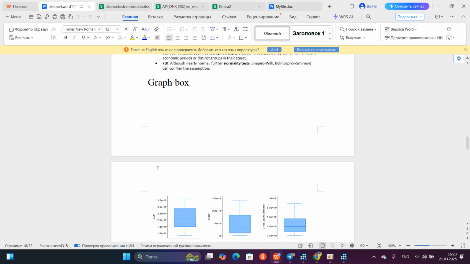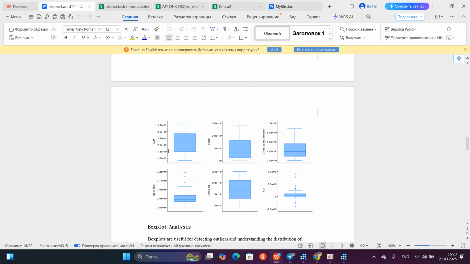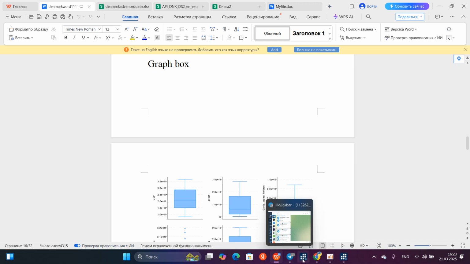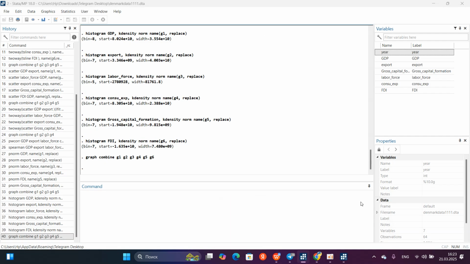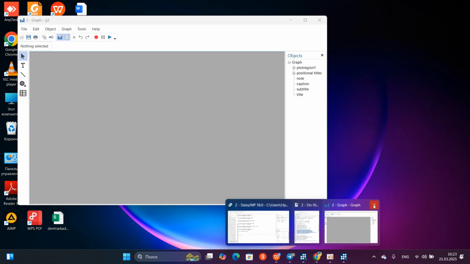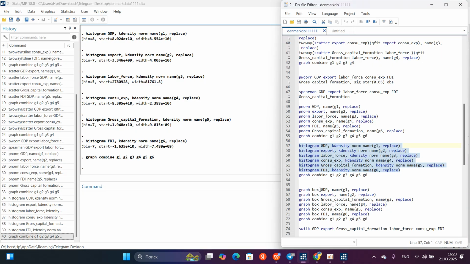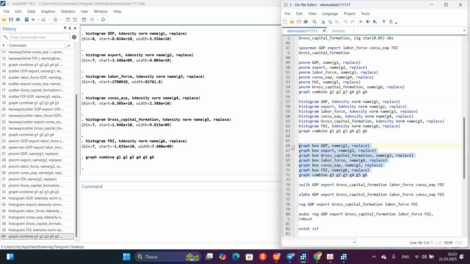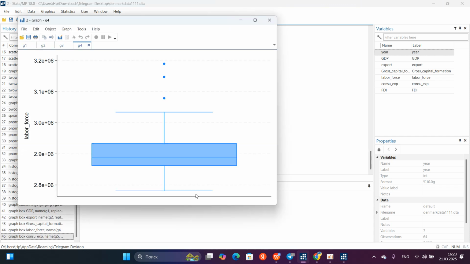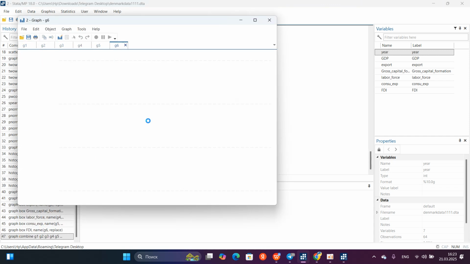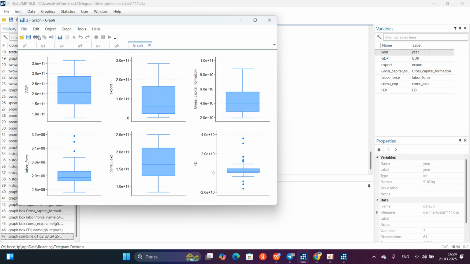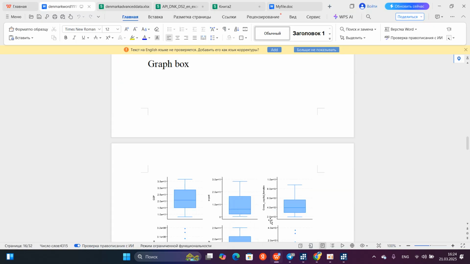And okay, let's move on to our next command. Actually, it's graph box. I have provided all the data beforehand because it might be really time consuming. So in order to save time, I have done all the actions beforehand. I have downloaded them to the Word file. And graph box, let's do all of them simultaneously, and you can see all of them in one table, and I will give the explanation with the Word file.